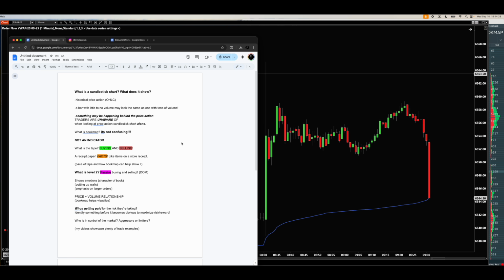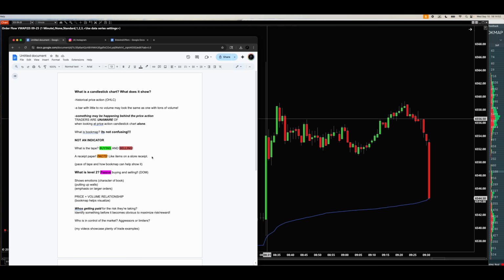There's always something happening behind the price action that traders are unaware of, and when looking at a price action candlestick chart alone, you don't know who is priced into the market, you don't know how aggressively the bid is getting hit or the offer getting lifted, you don't know if there's a massive 5,000 lot bid sitting down here waiting for the market to sell off into it and trap all those sellers. You don't know anything without the order flow.